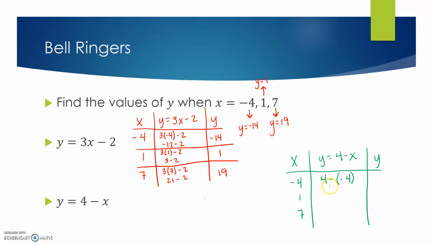So 4 minus -4, that would make it 4 plus 4, which is 8. 4 minus 1, which is 3. And 4 minus 7, which is -3. So just pay attention to your signs and you should be good.